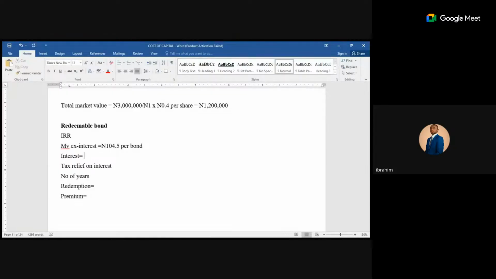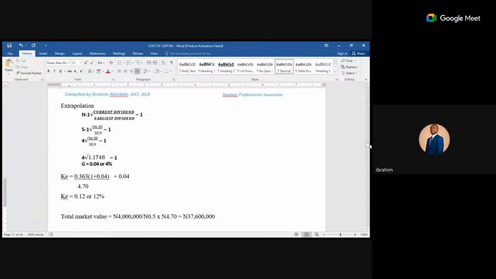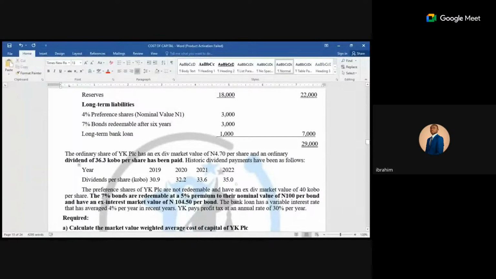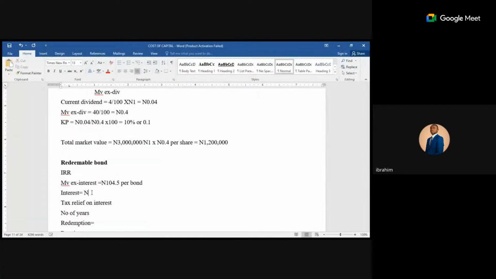Then what is the interest rate on the bond? Is it not 7%? 7%, right? So we need to convert it to naira. So we can have 7 divided by 100 times what, class? Times the nominal value. Thank you, nominal value. So this will give 7 naira.